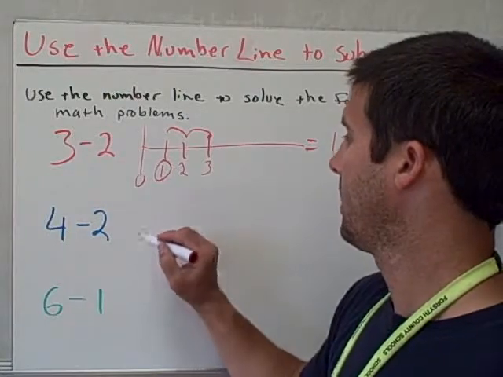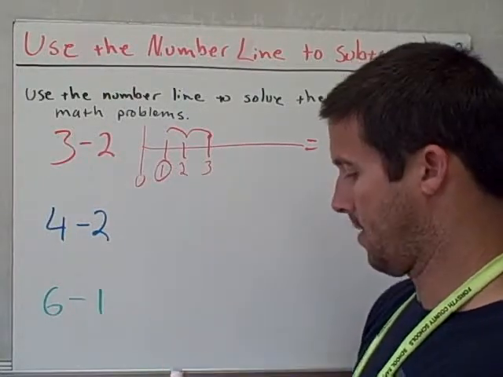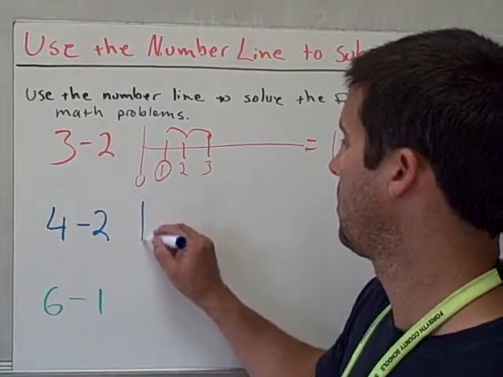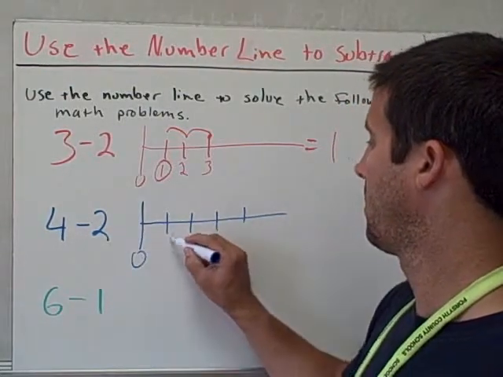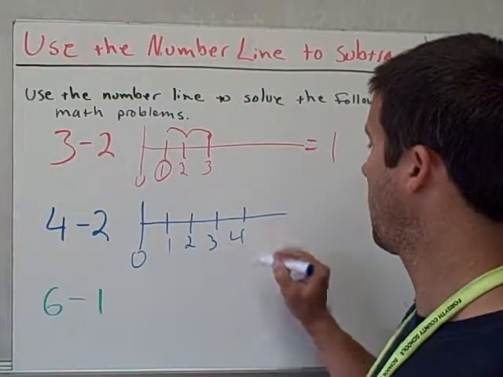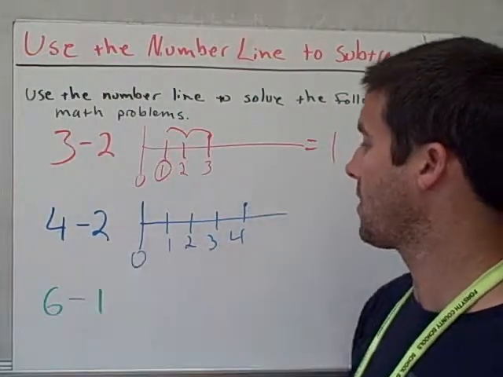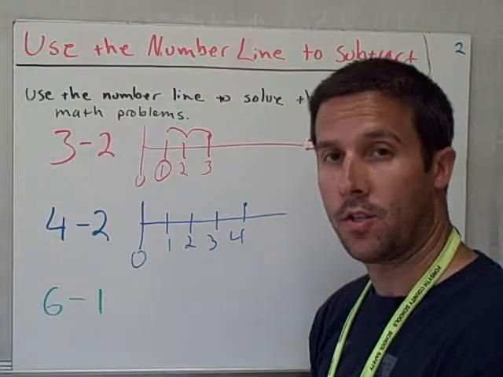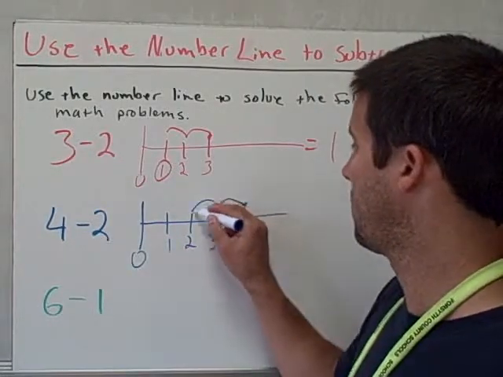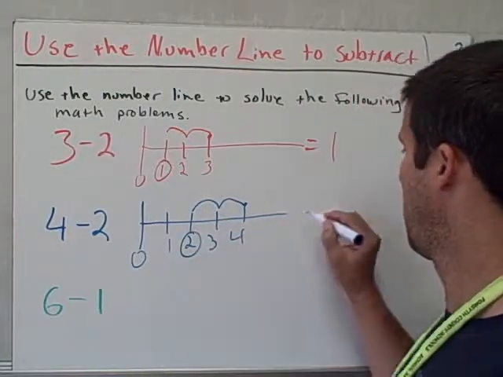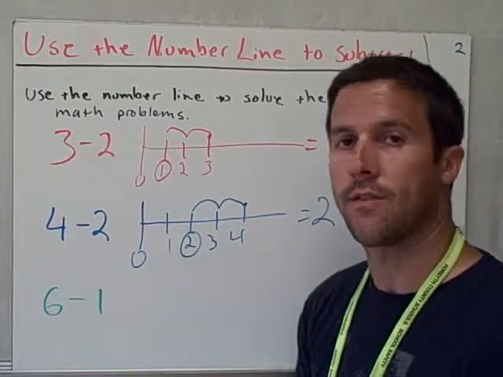All right, let's go with 4 minus 2. Draw a number line. 1, 2, 3, 4. I'm going to start off at 4, my first number. Subtract 2, or minus 2, 2 times. 1, 2. And my answer is 2 for 4 minus 2.